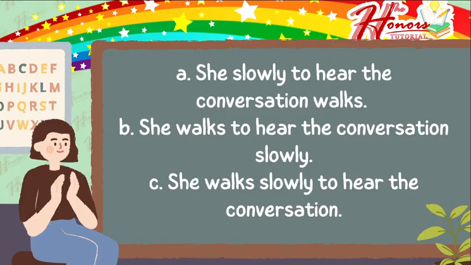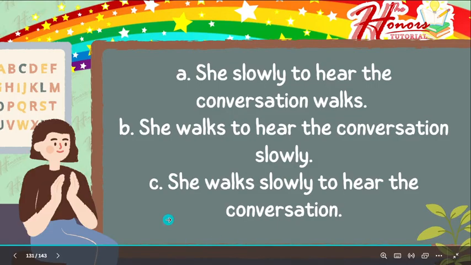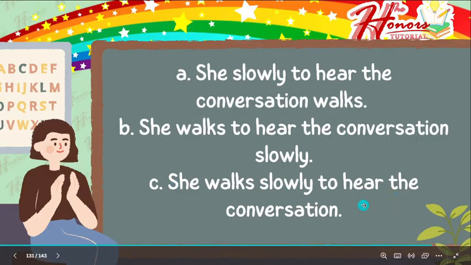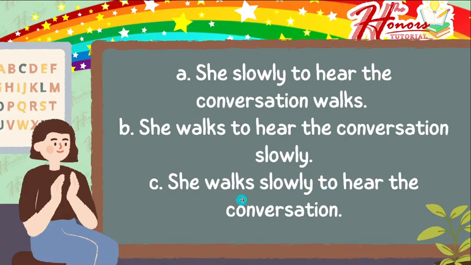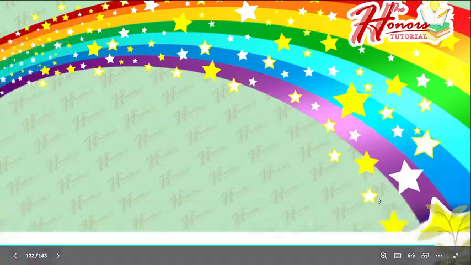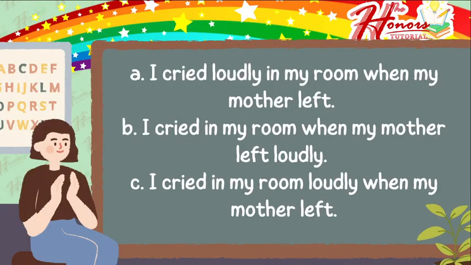Alright, so the correct answer in this question is letter C. She walks slowly to hear the conversation. So again, you need to follow the rule of MPFTP. The adverb of manner, which is slowly, comes before the adverb of purpose, which is to hear the conversation. Next, number 3. Which one is correct?